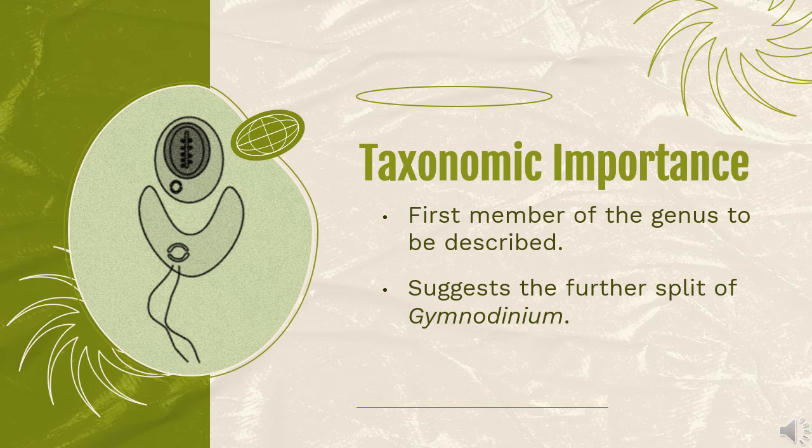I find this algal species interesting because of its taxonomic importance, such that it was the first member of its genus to be described. Moreover, studies regarding this species suggest the further splitting of Gymnodinium. This relates to the unusual features of Gymnodinium fuscum I mentioned earlier. One of its most unusual features is the absence of the transverse striated flagellar root, a feature presently known only in the zoospores of Noctiluca.